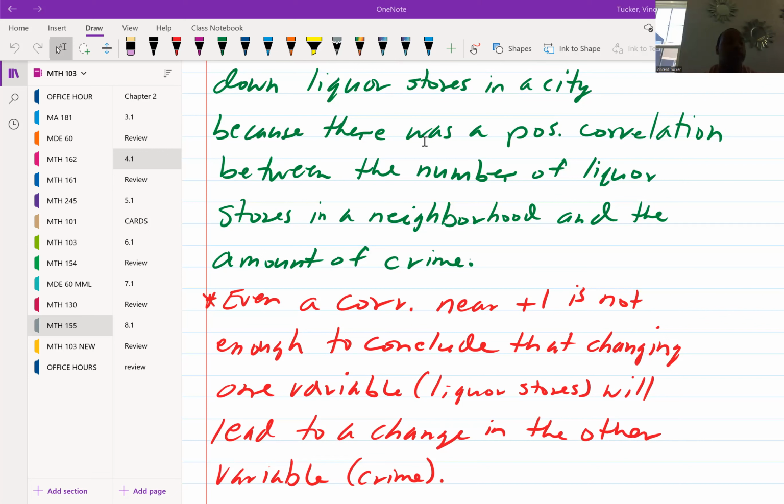You talk about gang activity, you talk about shopping areas. A lot of things add to the existence of crime in a certain place. It's not just liquor stores. So correlation is not enough information to say that there is causation. But what it does is lead you in a direction that you can start doing research on.